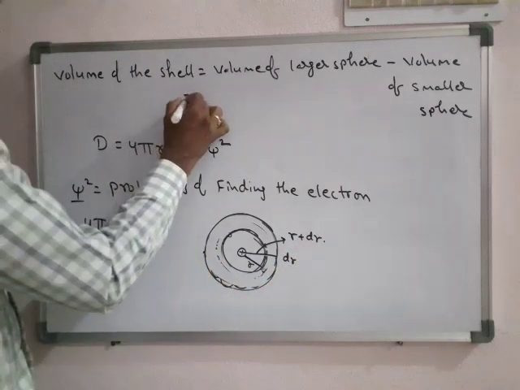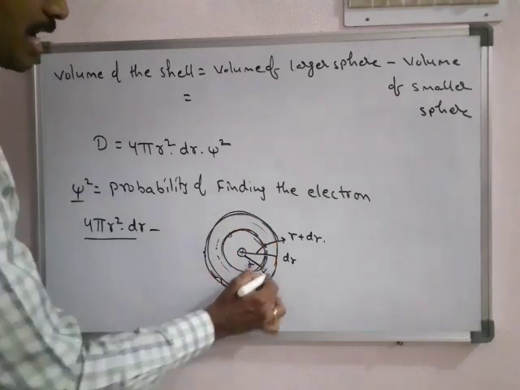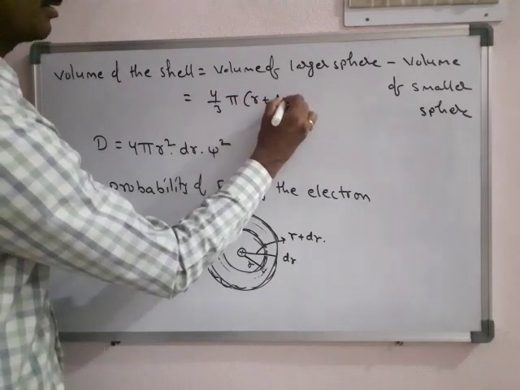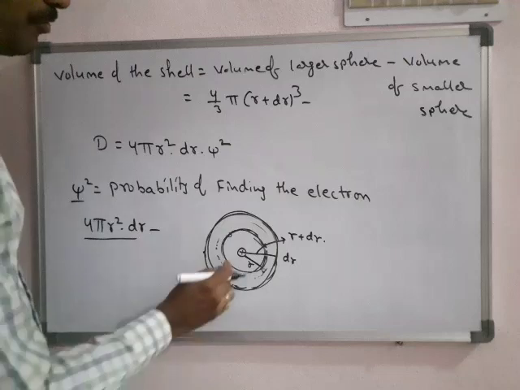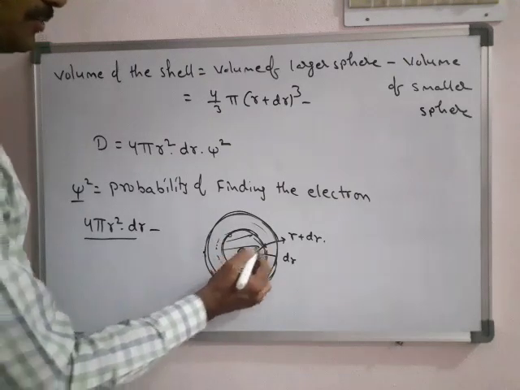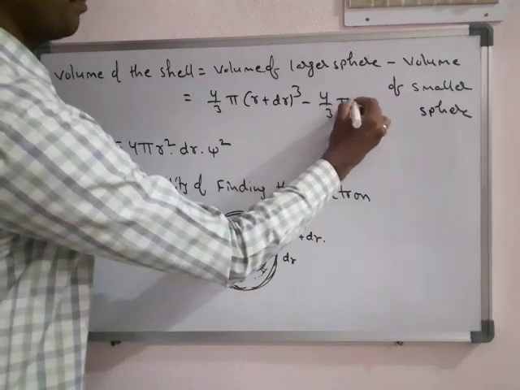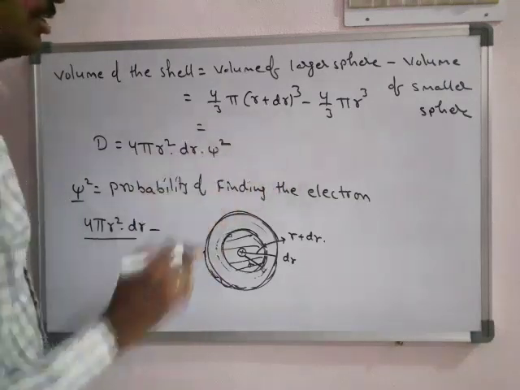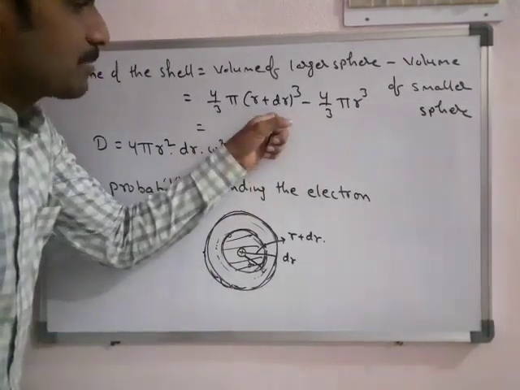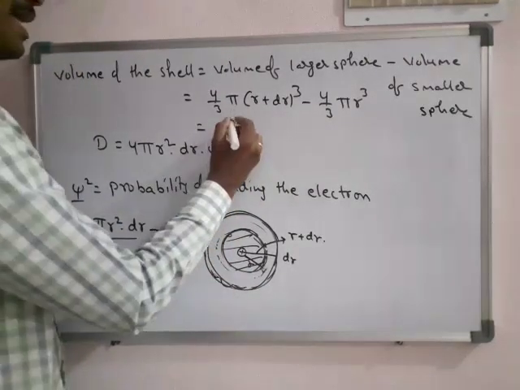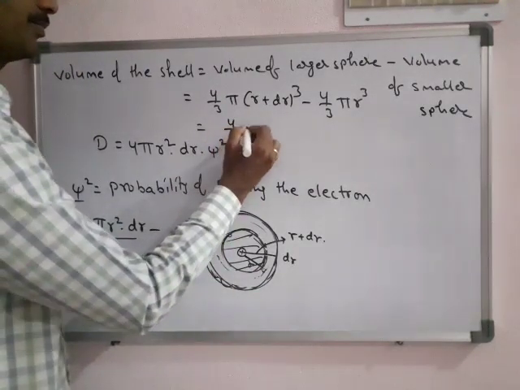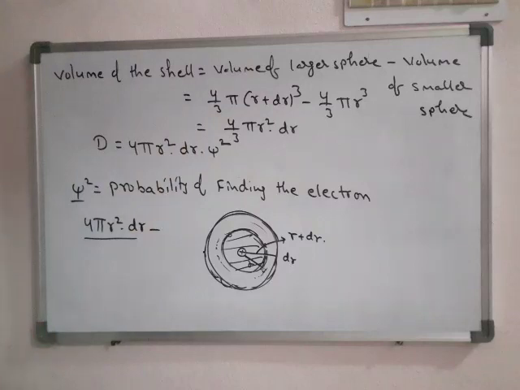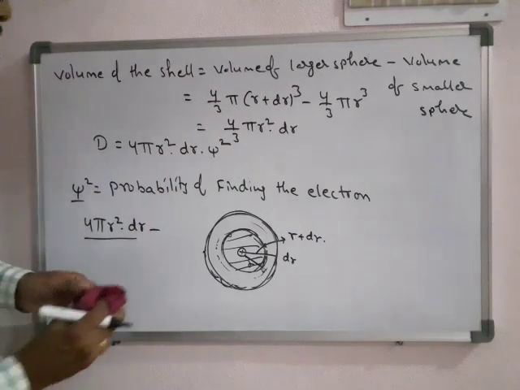Now what is the volume of the larger sphere? 4 by 3 pi, radius is r plus dr, cube. Minus the volume of the inner sphere, which is again 4 by 3 pi r cube. By doing the mathematical calculation, that is (a plus b) whole cube, we will get 4 by 3 pi r square dr, and the total calculation gives that.